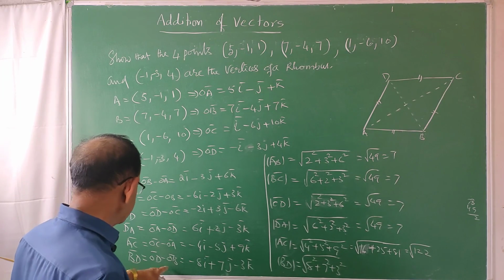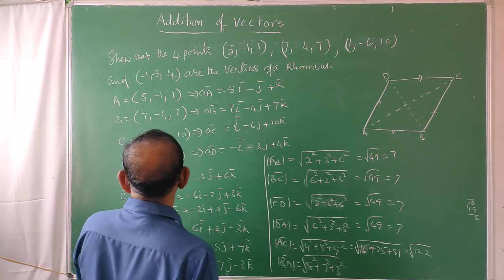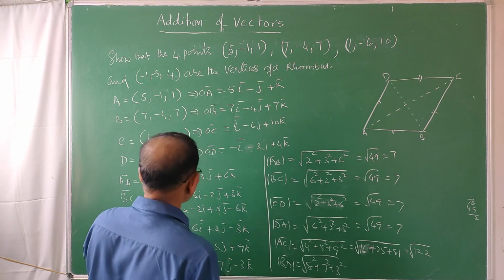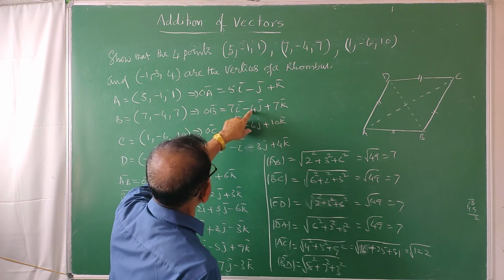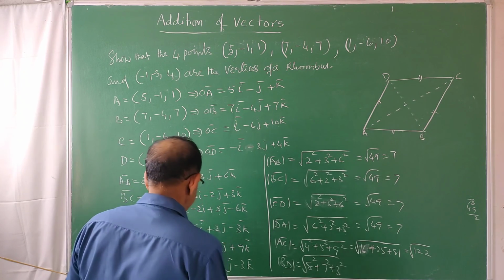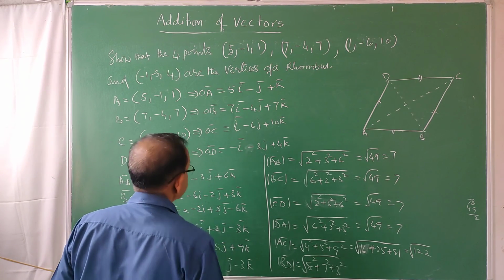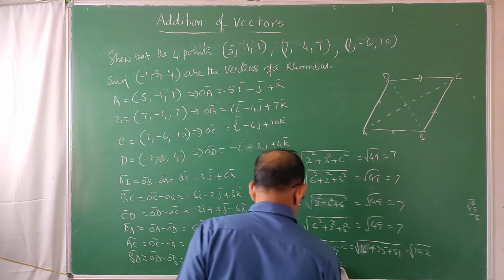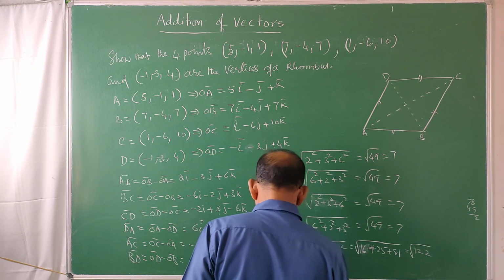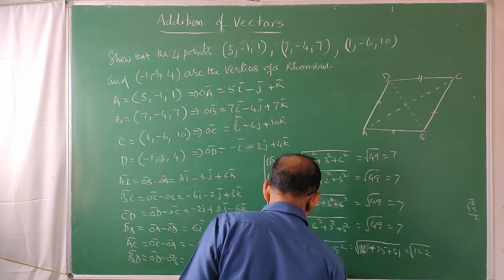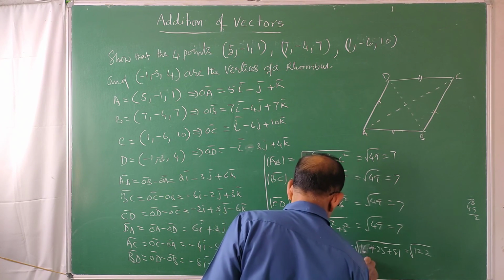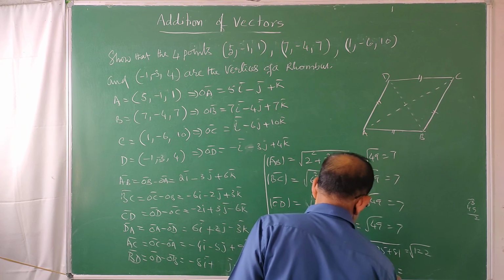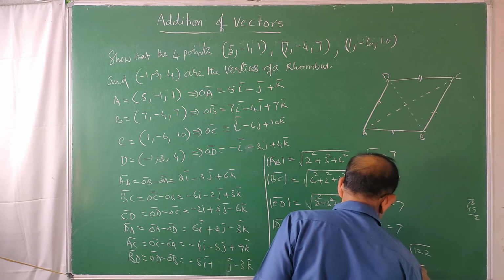OD minus OB, fourth minus second. Minus i minus 7i, minus 8i. Minus 3j plus 4j, that is plus j only. 4k minus 7k, minus 3k. The modulus is 8 square plus 1 square plus 3 square, equal to 64 plus 1 plus 9, that is 65 plus 9, root 74.